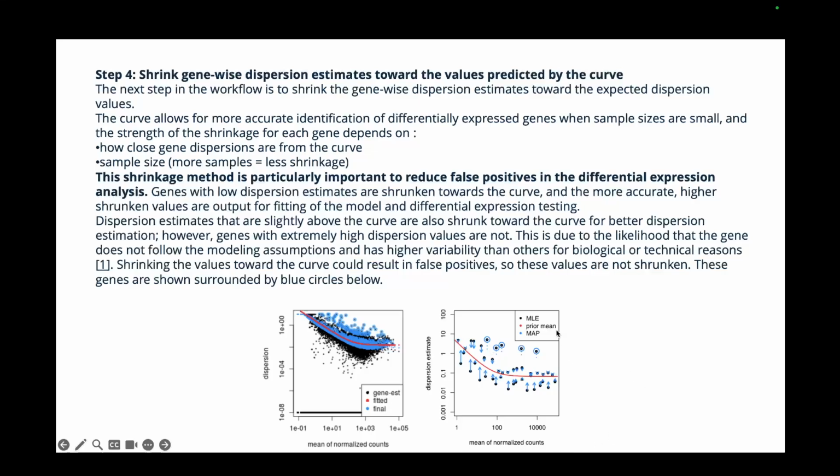And the three legends here are: this is your fitted value, which is your prior mean, and MLE and MAP, which are two different estimation techniques. MLE stands for maximum likelihood estimation, and MAP is a maximum a posteriori estimation technique. It's a Bayesian technique.